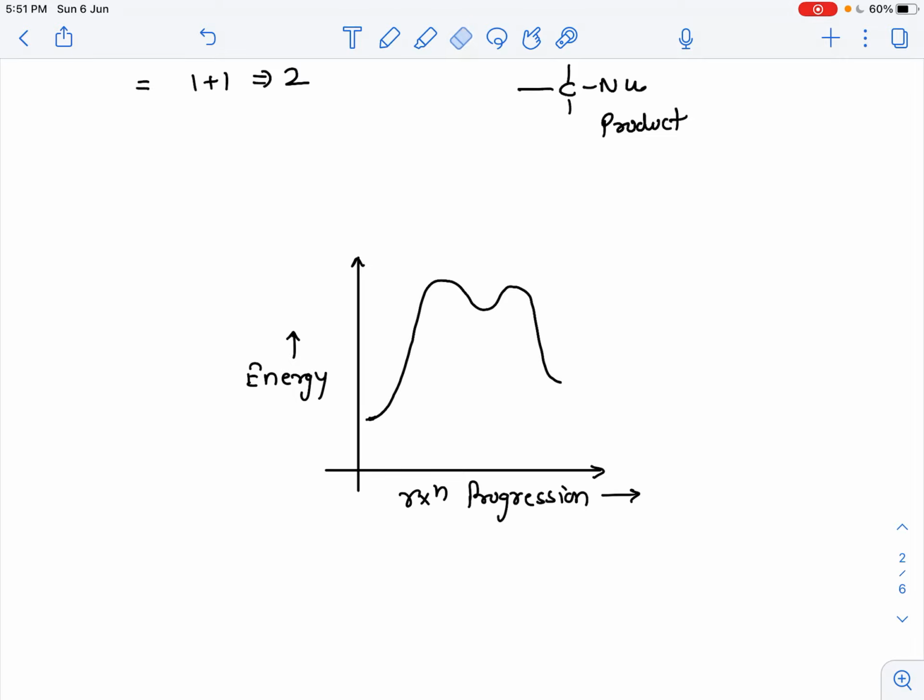Can you see this? Yes. Let me draw this more efficiently.